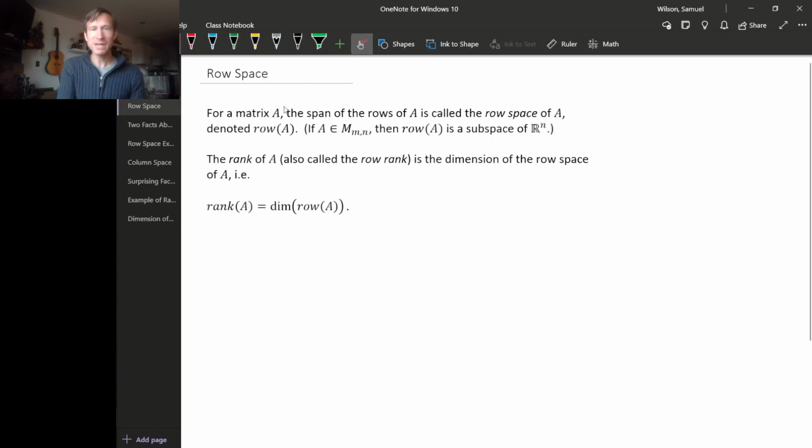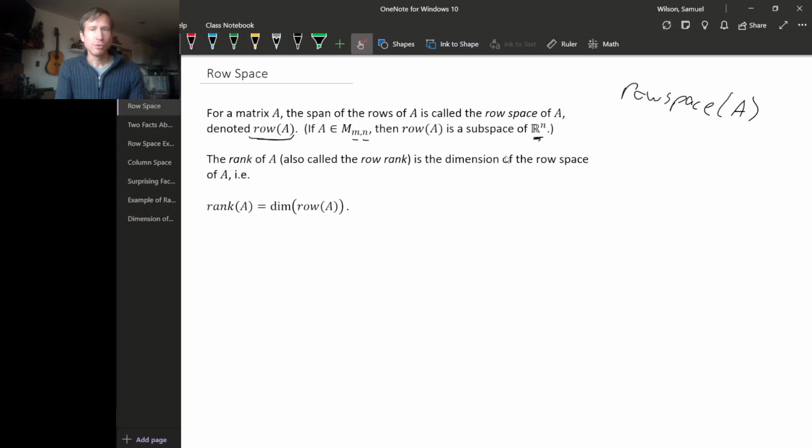So if you have a matrix, the span of the rows is called the row space, and I'll write it like this: row A. This isn't totally standard notation. Some sources actually write out the words "row space," but I can't be bothered to write out row space every time, so I'll just write row A. Notice that if A is a matrix with m rows and n columns, each row has n entries, and so the row space of A is actually a subspace of Rn.